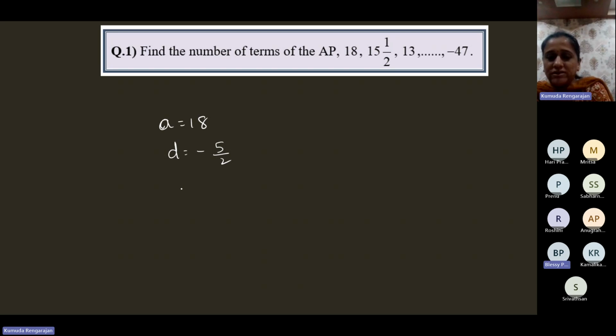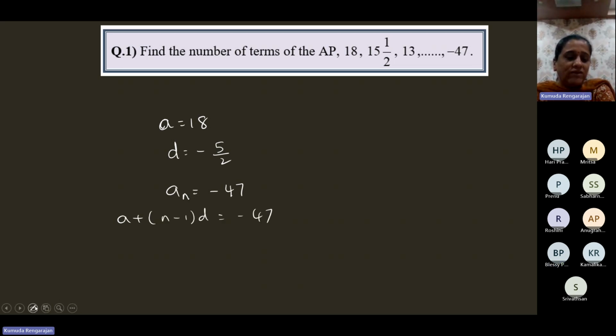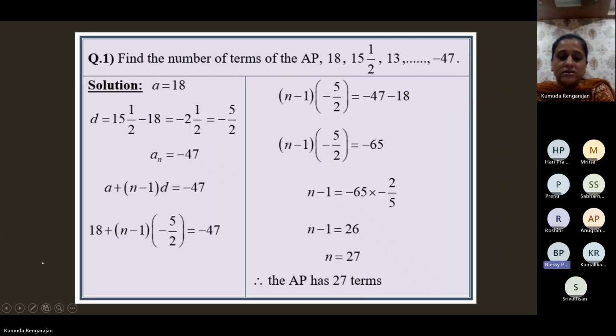Yeah, tell me. Then, ma'am, I used the AN formula, ma'am. AN is equal to minus 47, correct? Yes, ma'am. Okay, fine. So A plus N minus 1 into D is equal to minus 47. Working this, you can find the value of N. 27, correct.